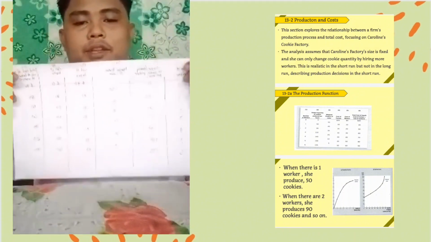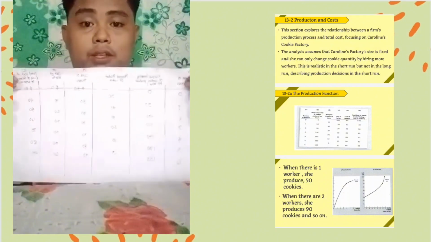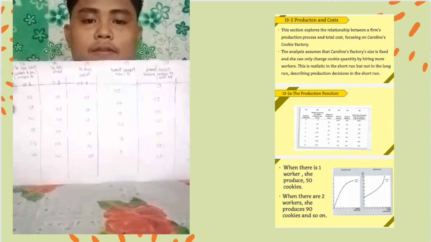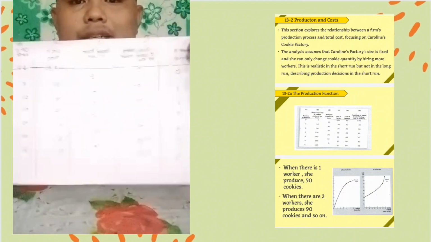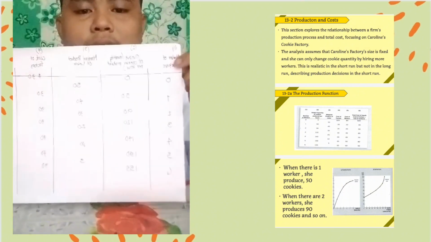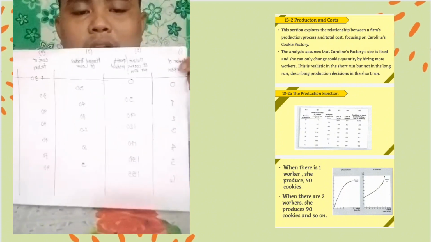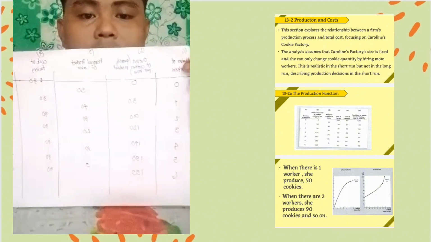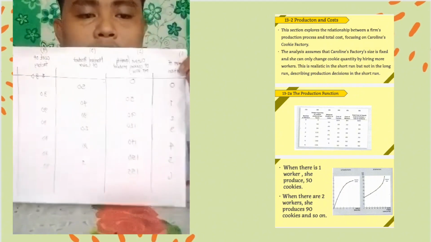So, the table here represents the production function and the total cost of Caroline's cookie factory. As you can see, when there are no workers hired, there is no output produced. When one worker is hired, it produces 50 cookies per hour. When two workers are hired, it produces 90 cookies per hour. And when three workers are hired, it produces 120 cookies per hour.